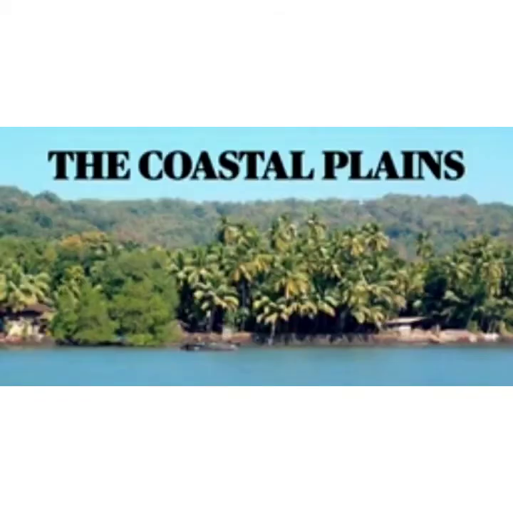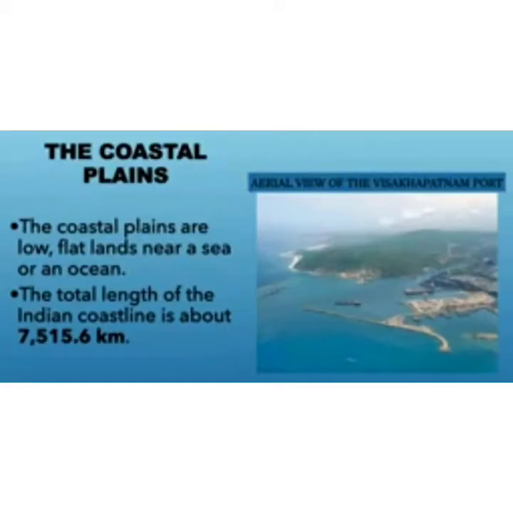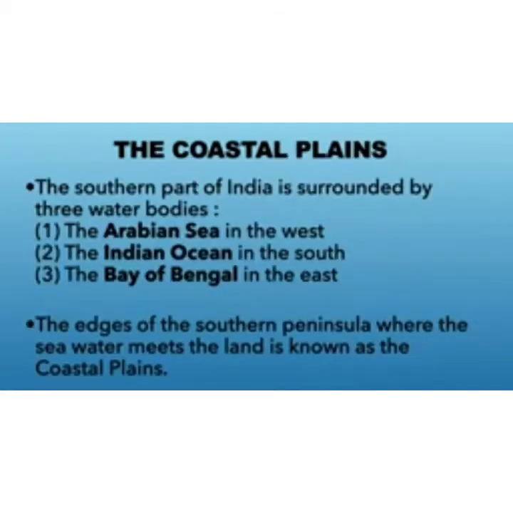Children, now we will learn about the coastal plains. What are coastal plains? The coastal plains are low, flat lands near a sea or an ocean. The total length of the Indian coastline is about 7,515.6 km. The southern part of India is surrounded by three water bodies: the Arabian Sea in the west, the Indian Ocean in the south, and the Bay of Bengal in the east.